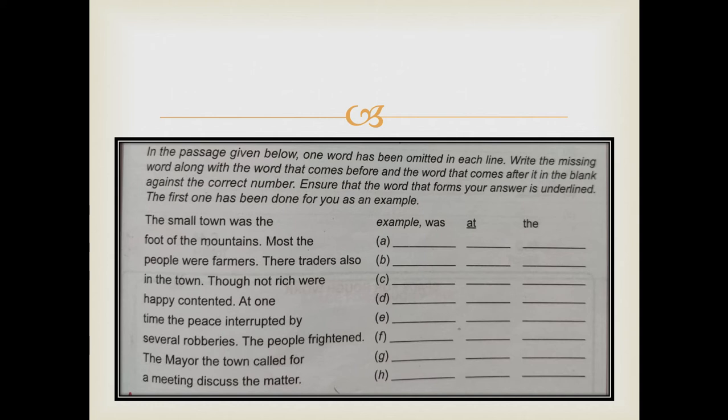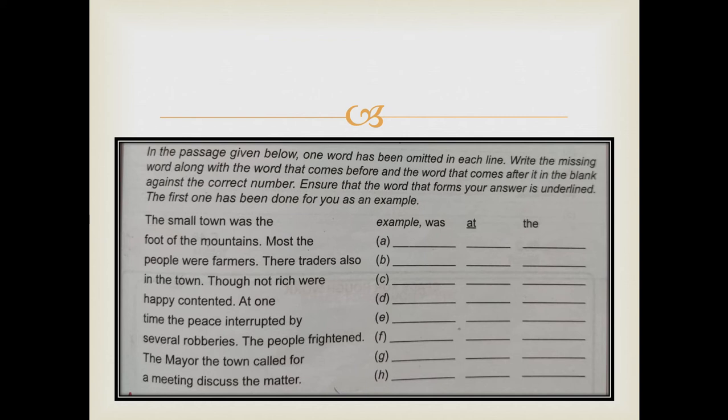At one time, the peace was interrupted by several robberies. The people were frightened. The mayor of the town called for a meeting to discuss the matter. Yes, now the passage sounds very meaningful, sensible, and the words supplied are proper to it, right?